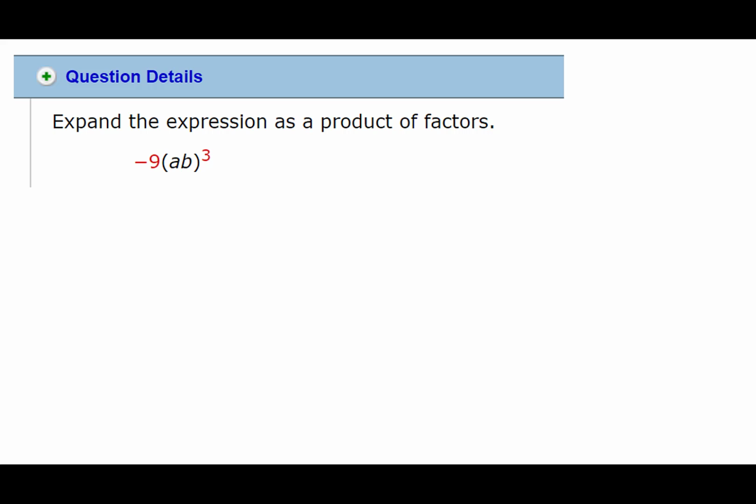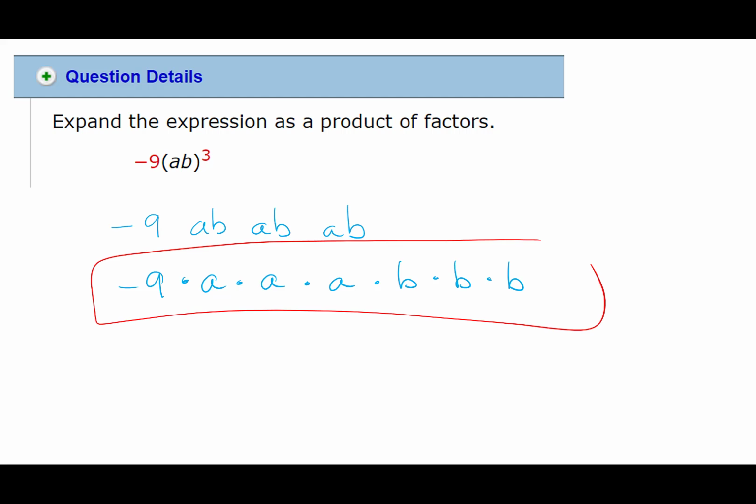-9 times the quantity AB cubed. We have one factor of -9, and then we do have AB times AB times AB, but WebAssign will want you to break it up a little bit further and say -9 times A times A times A times B times B times B. Again, make sure there's multiplication symbols and not commas, and that's your final answer.